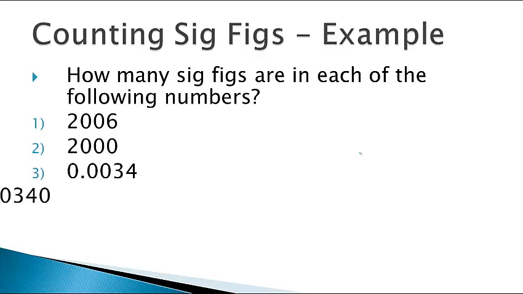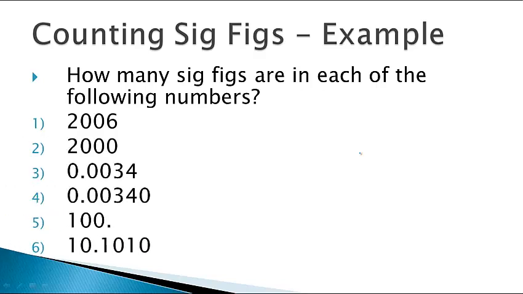All right, so take these numbers and take a moment, count the sig figs in each one. All right, first number: 4, because those zeros in the middle are definitely sig figs since they're in the middle. How about 2,000? Just 1. Zeros at the right end are just there to hold the place.